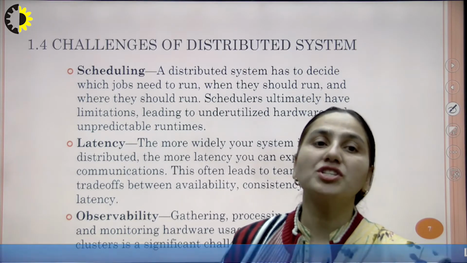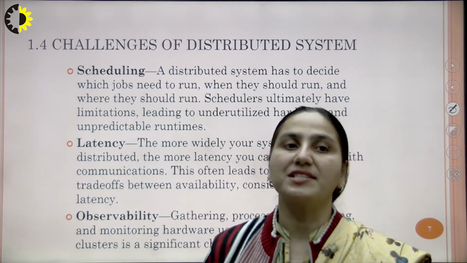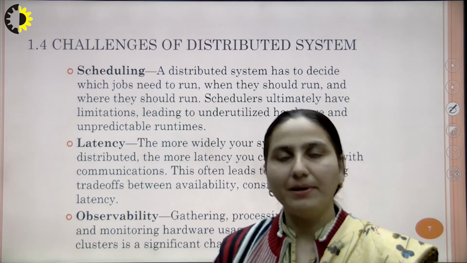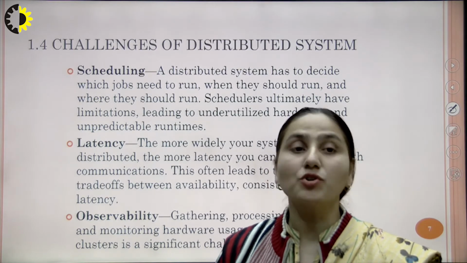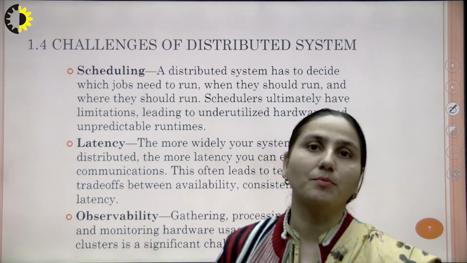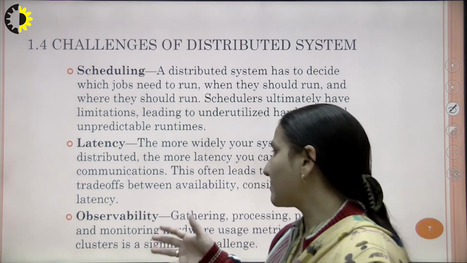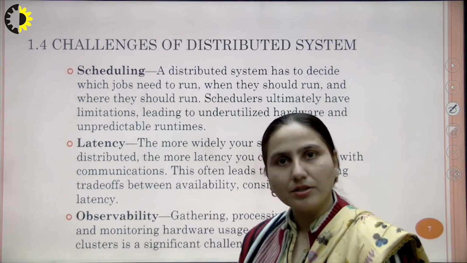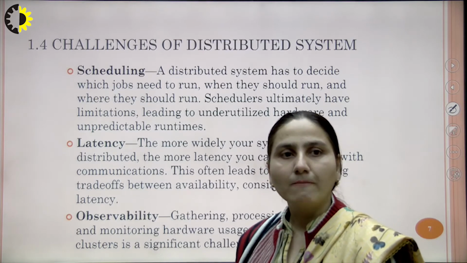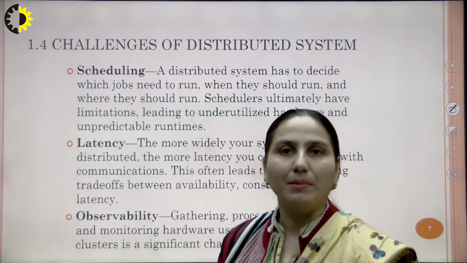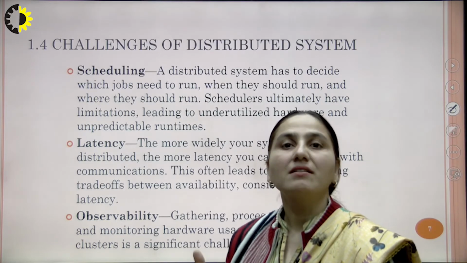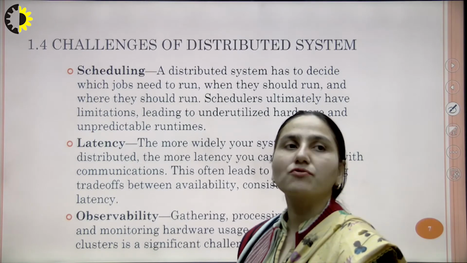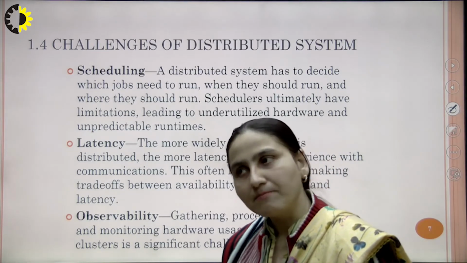This often leads to teams making trade-offs between availability, consistency and latency. Availability is also one of the most important features. We always want the system to be available. Say I want to access the system at any particular instance of time and the system is not available. Do we think it is a good scenario? No. So we always want the system to be available. We always want the system to be consistent, depending on the type of requirements that we have. So latency again is one of the biggest challenges of distributed systems.